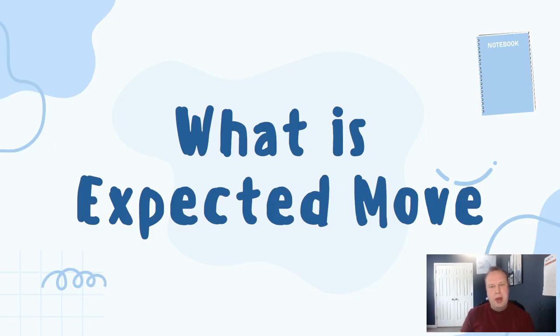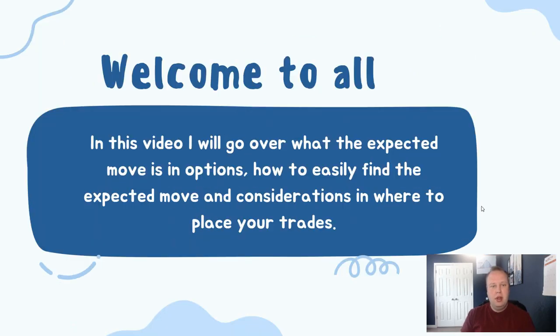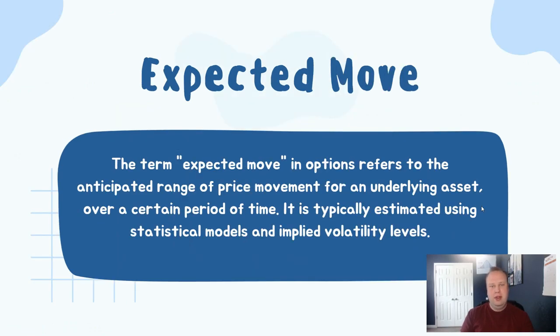So what is the expected move with options? In this video, we're going to go over what the expected move is, how to easily find these expected moves, and then considerations on where to place your trades. So the term expected move in options refers to the anticipated range of price movement for an underlying asset over a certain period of time. It's typically estimated using statistical models like the Black-Scholes model and also implied volatility levels.